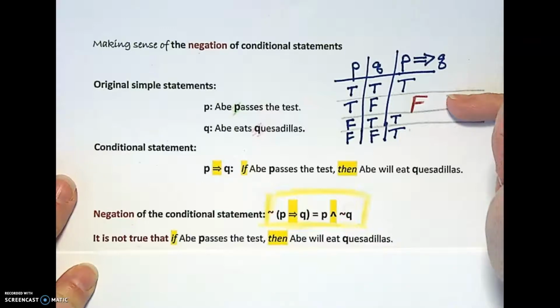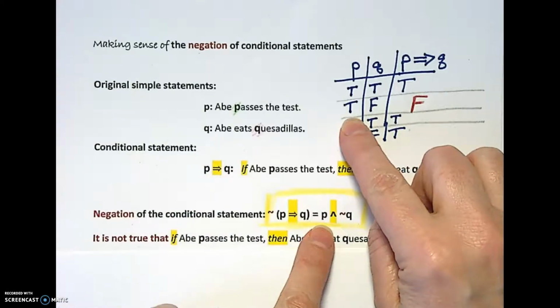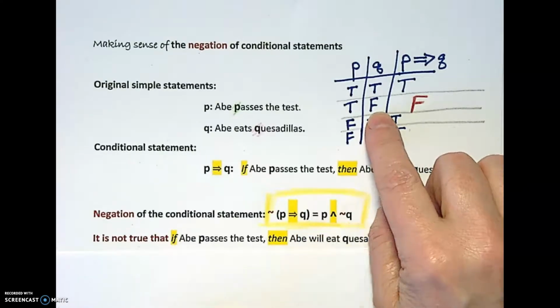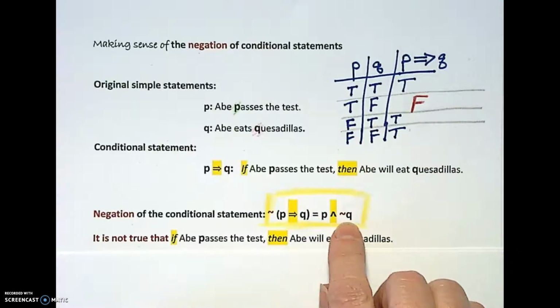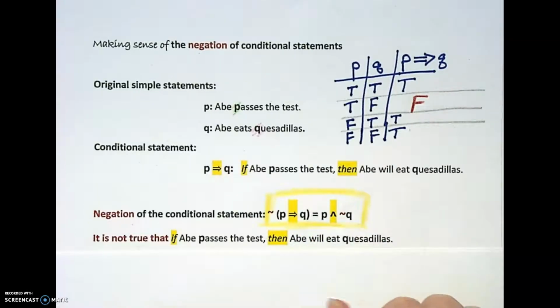Does that make sense to you? So that means that you pass the test, which is P, and you didn't get quesadillas, not Q. So pass the test and didn't eat quesadillas. That's the only case that makes this false. So that's the negation of the conditional. Does that make sense beyond symbols? Okay. It's still weird, but a little better.